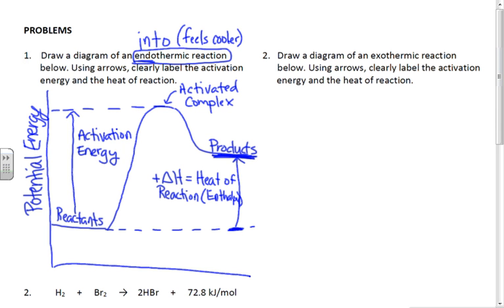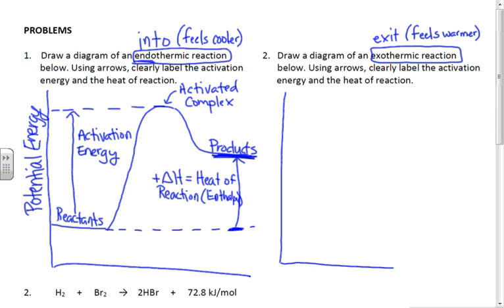Okay. So the way that our exothermic reaction diagram will vary, first of all, heat is no longer going into it. Heat is now exiting. And since it is being released, given off, it's going to feel warmer. It feels warmer. The surroundings are absorbing all that heat energy that's being released.